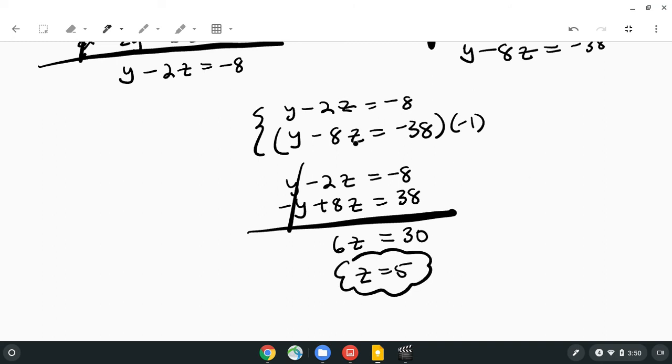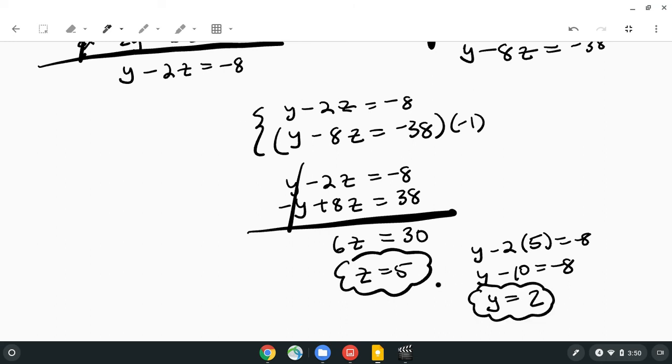I'll use the top one to solve for y. I'm going to substitute 5 in for z to solve for y. So y minus 2 times 5 equals negative 8. y minus 10 equals negative 8. Add 10 to both sides, and I get y equals 2. So I have 2 of my variables solved.